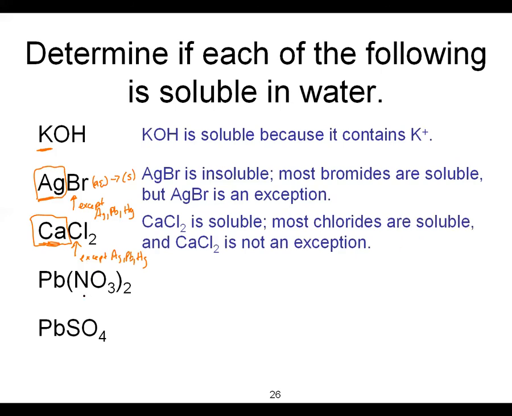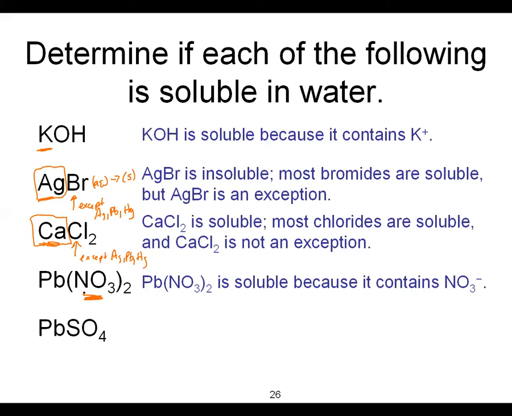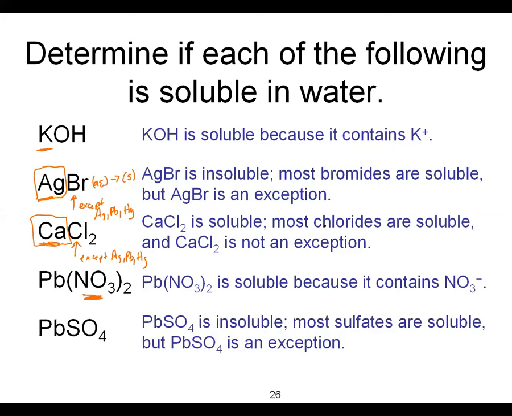Lead 2 nitrate, as we did in our example, nitrate is as far as we need to go. Nitrate is soluble in everything. There is no exception, which means we should expect this to be soluble. And lastly, we have our sulfate. And our sulfate is going to be insoluble in this case. Again, most sulfates are soluble, but one of the exceptions is our lead 2 sulfate. Any questions on any of those there?